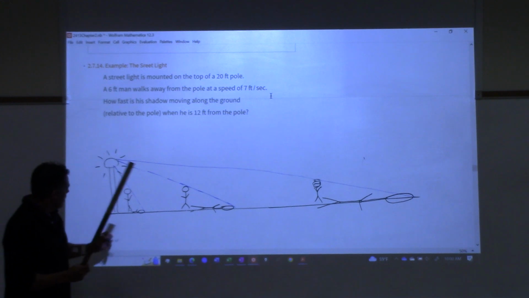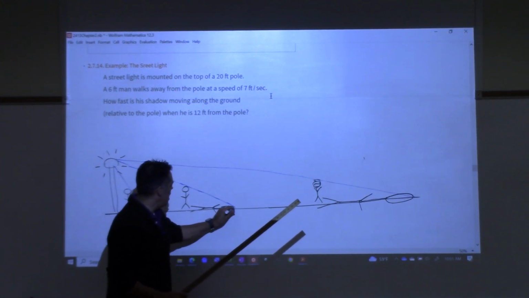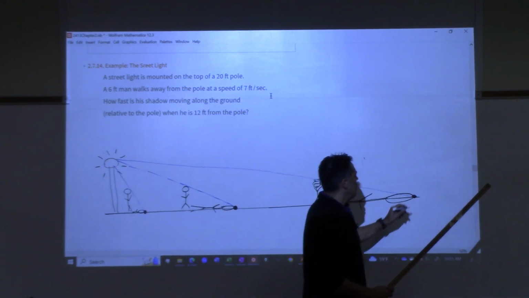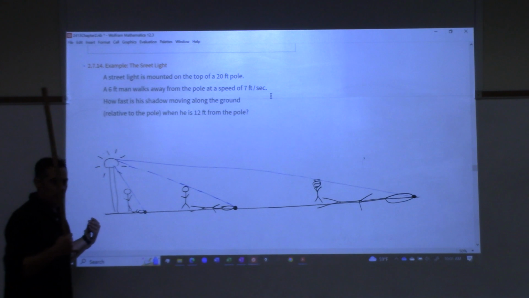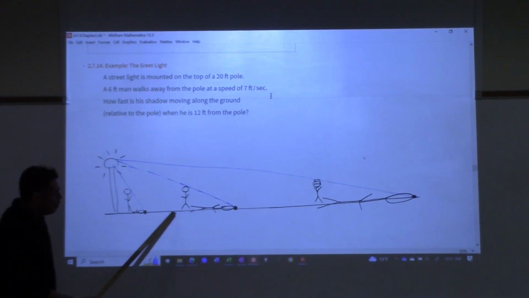Like here, the tip of his shadow you can look at as a point right there, right? Here, the tip of his shadow is a point right here. Here, the tip of his shadow is a point right here. So as he moves, that point moves, right? That point moves along the ground. And we want to know how fast that point's moving.